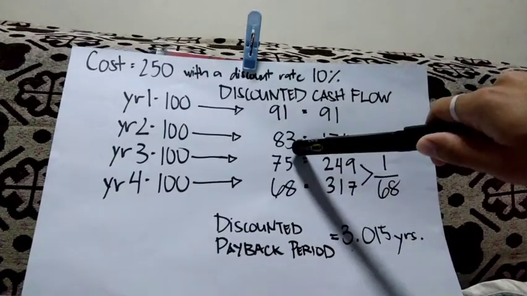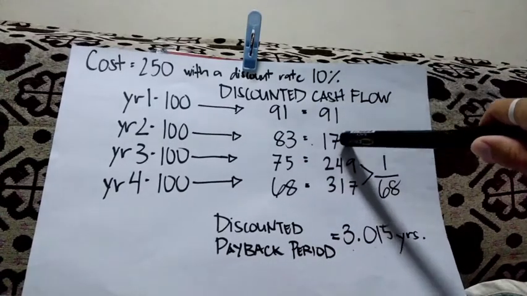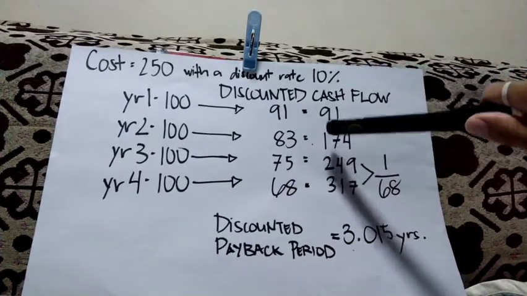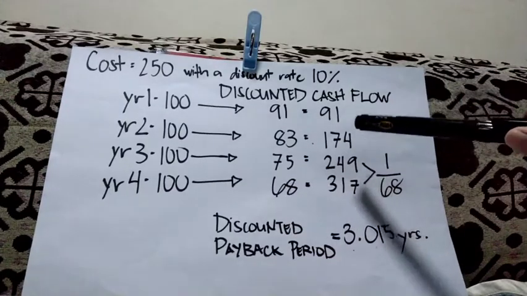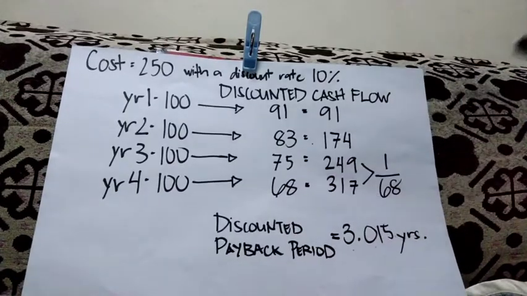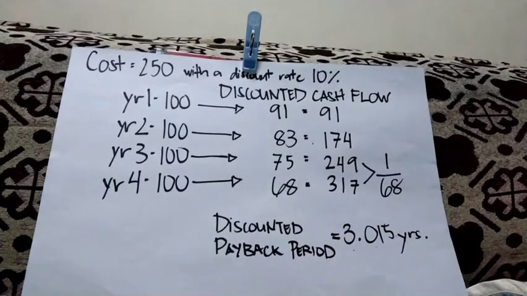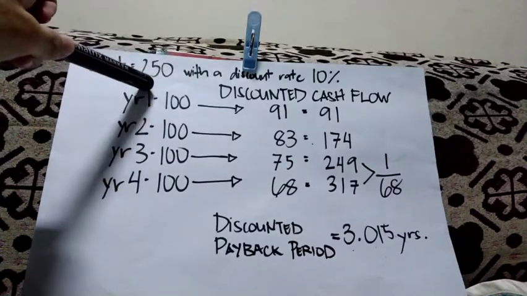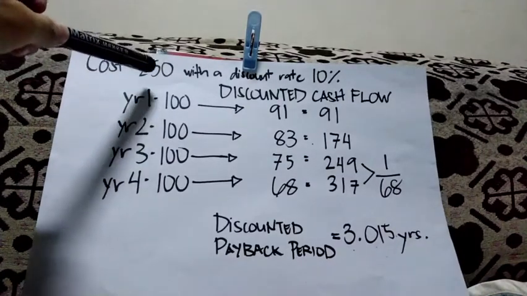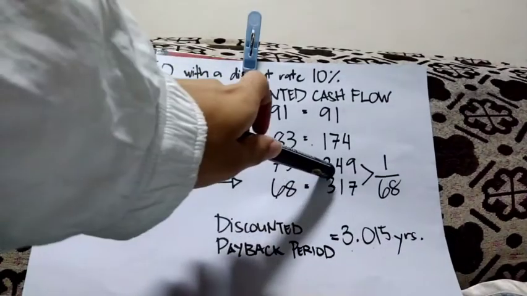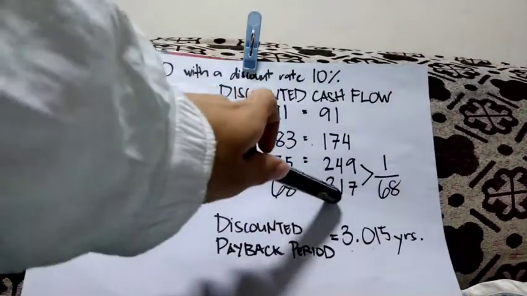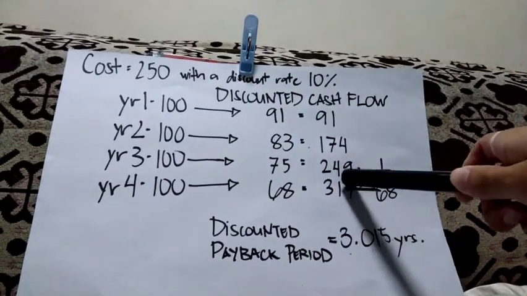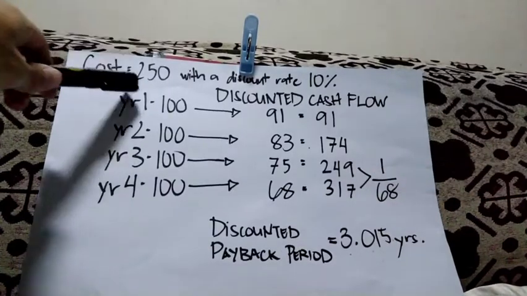So year 1 is 91. Year 2, there's an 83. Add, therefore 174. Year 3, there's a 75. Add, therefore 249. Year 4, 68. Then add, therefore there are 317. So we can see that we can recover or pay back this initial investment of 250 between year 3, 249, and year 4, 317. And we can see there's 1 peso remaining to fulfill this 250.